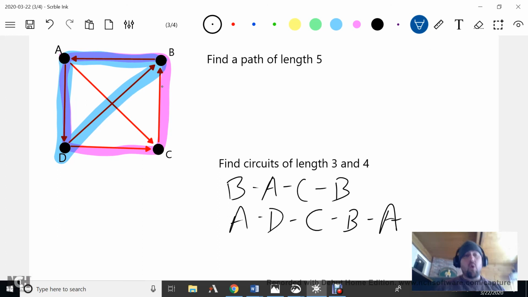Okay? So the only difference between a digraph and a regular graph is in a digraph the edges are directed. You can't go in either direction. You can only go in one. I hope that makes sense.